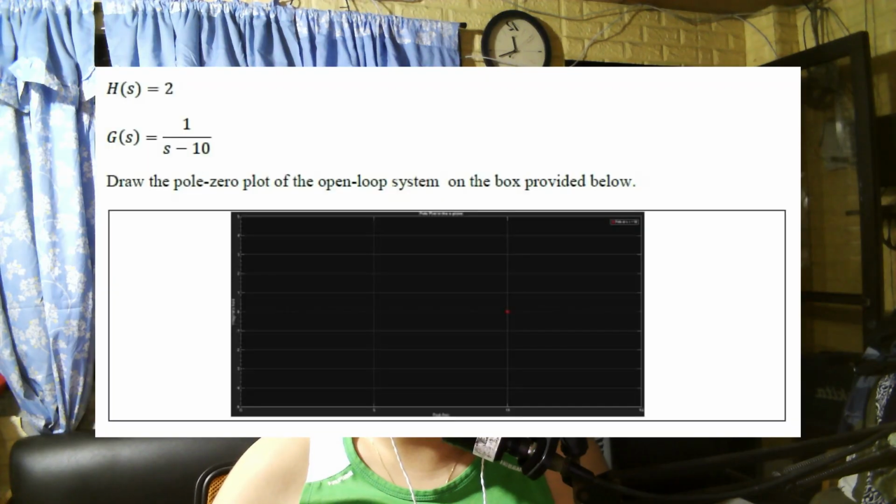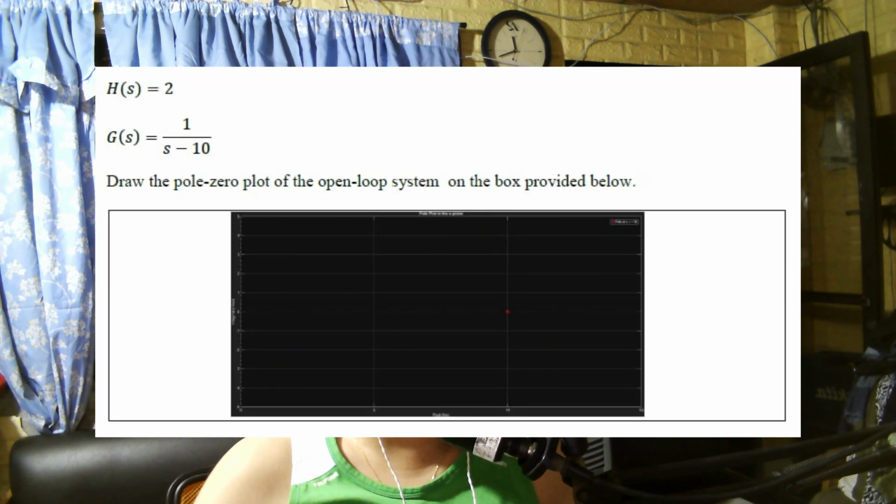So in the experiment, there were given open loop transfer functions G(s) and H(s), and I first determined the open loop pole-zero plot. I found that the system was initially unstable because the pole was located at s equals positive 10, which lies in the right half of the S-plane.